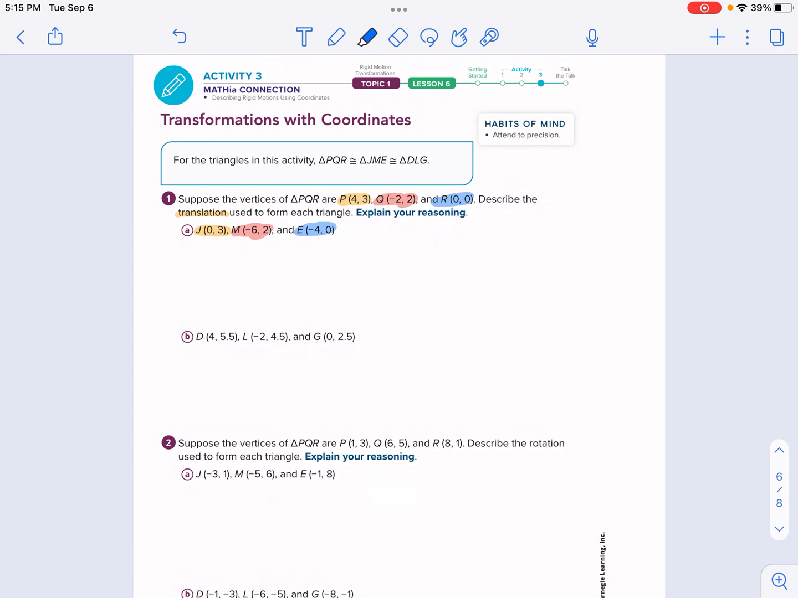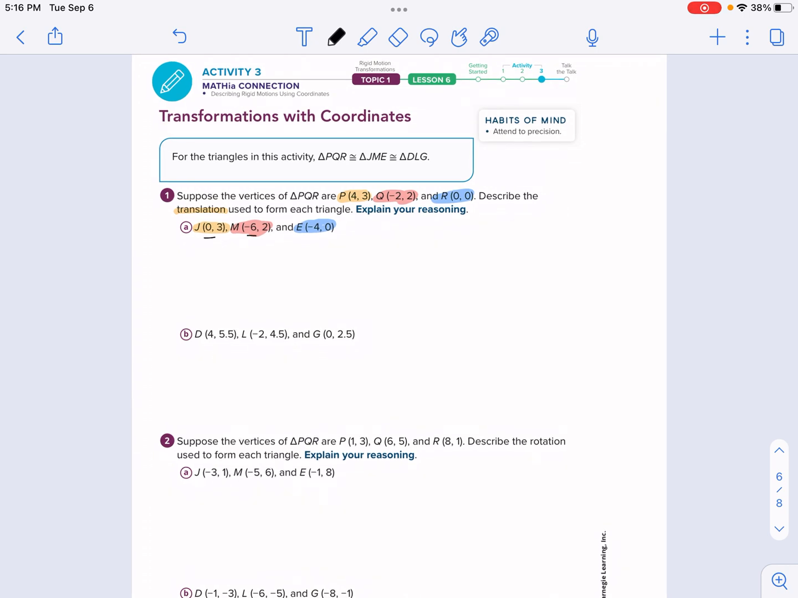So what do we see happening with each one of the points from the first triangle to the second triangle? I'll give you a little bit of time to figure that out. But what happens here is each one of the X values is changing. Now, how are they changing? They're getting bigger or smaller. Since this is affecting the first value, which is the X, that means we're translating this left or right. It would be going left if it gets smaller, right if the numbers become bigger. And as we can see here, each one of these numbers, 4, -2, and then 0, these all become smaller.